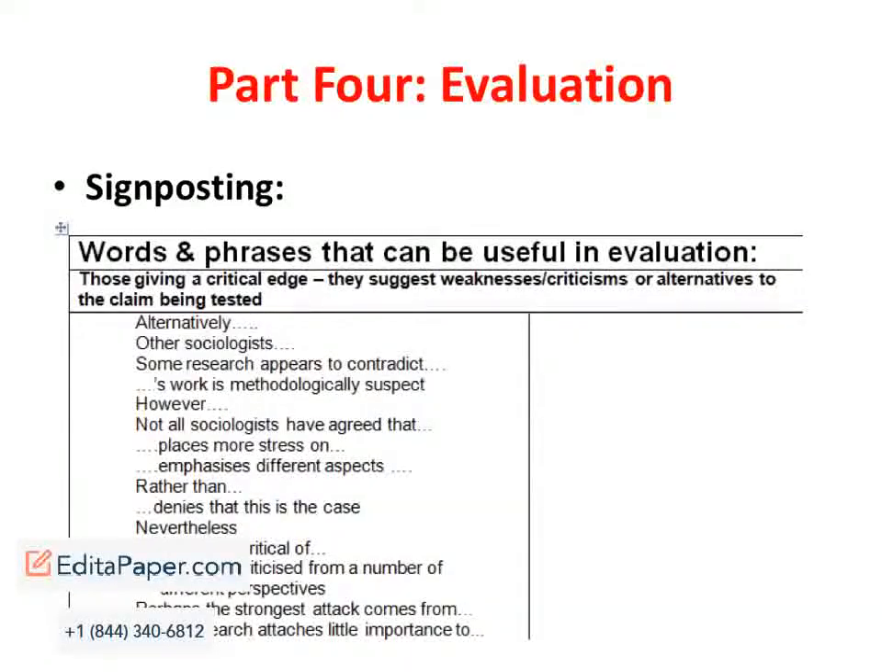And as I mentioned in the previous screencast, it's important to signpost to the examiner the skill of evaluation by using these types of words and phrases that really give your answer a kind of critical style and edge.